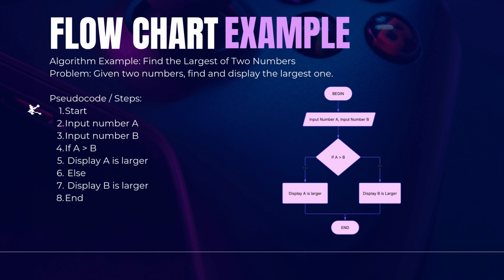So here we have the flowchart example, and basically the algorithm example asks you to find the largest of two numbers. So this is what actually happens. Given two numbers, find and display the largest one.